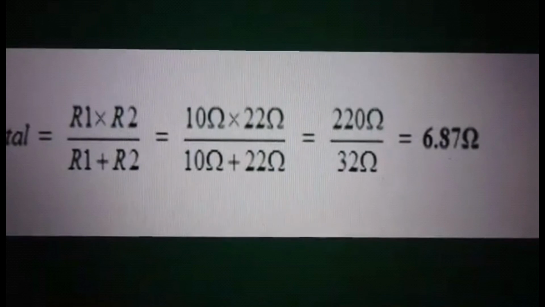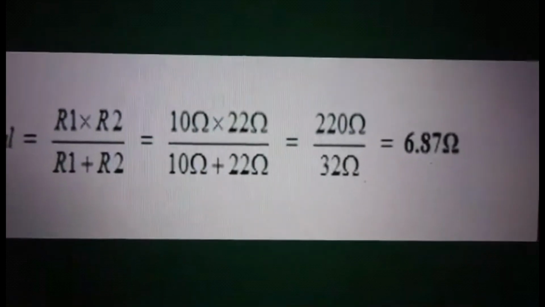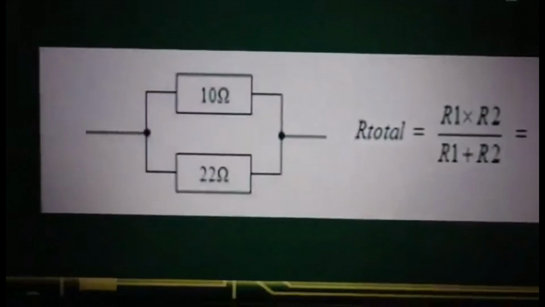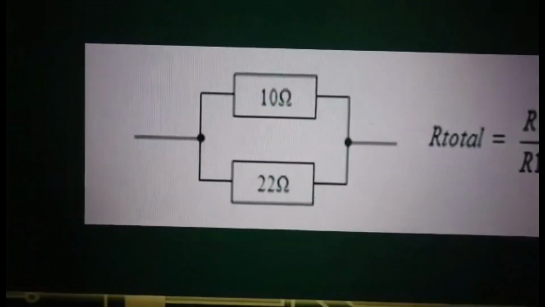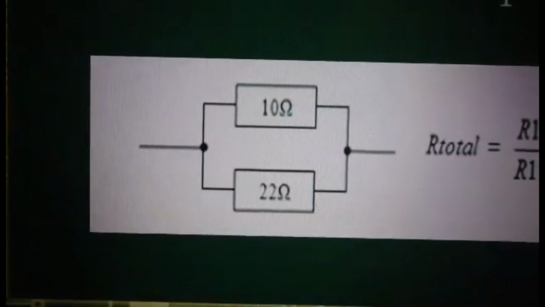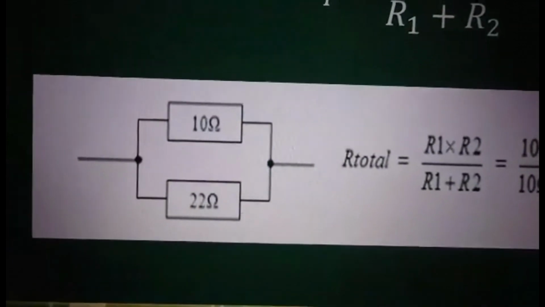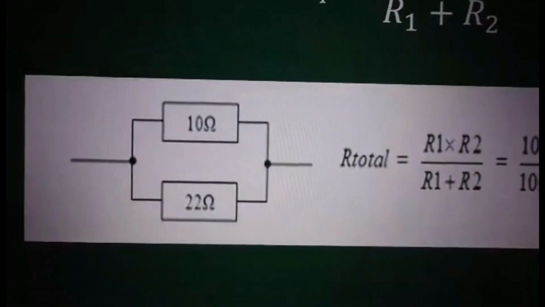So again, is this correct? So you compare the total resistance, which is 6.87, and which is the smallest value of the resistor. Yes, it is the 10 ohms. So obviously, 6.87 is less than 10 ohms. So most probably your answer is correct.